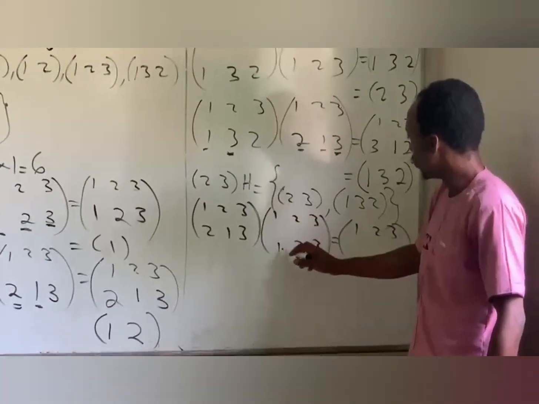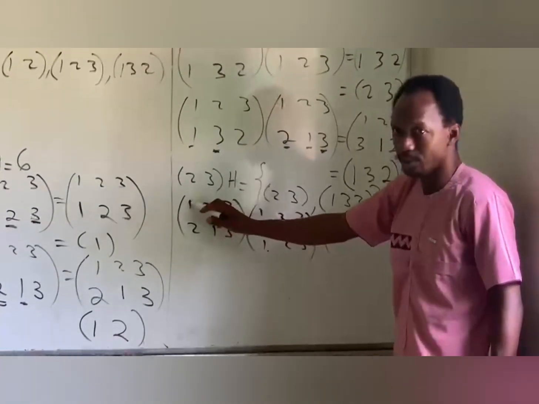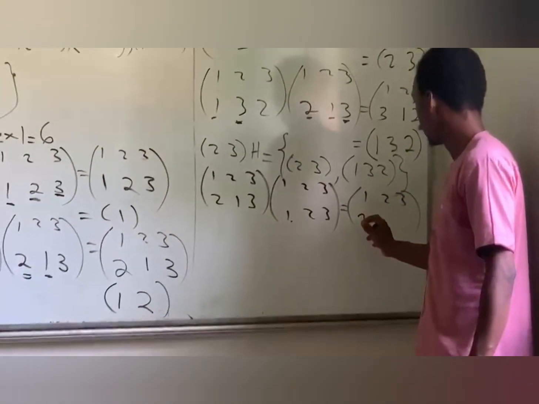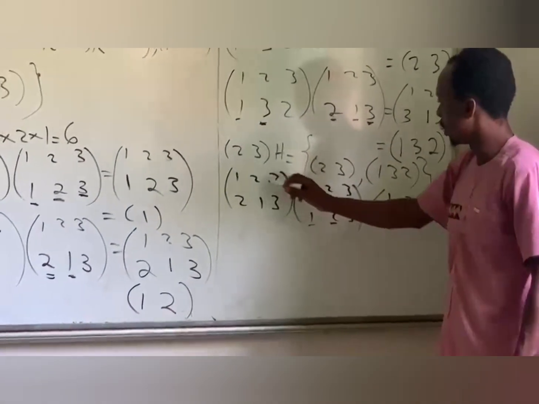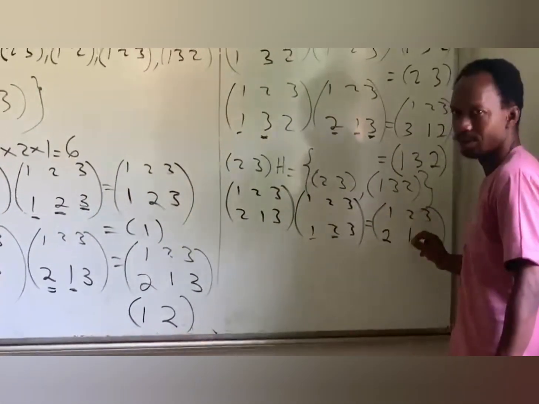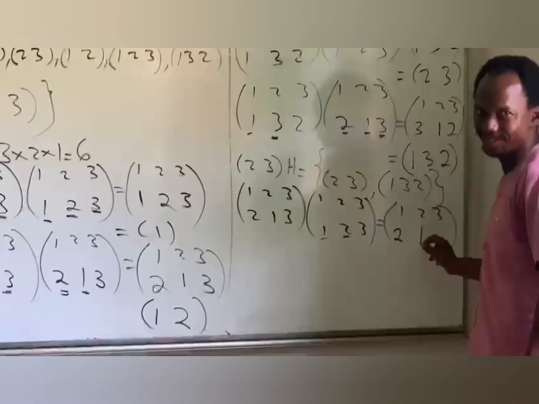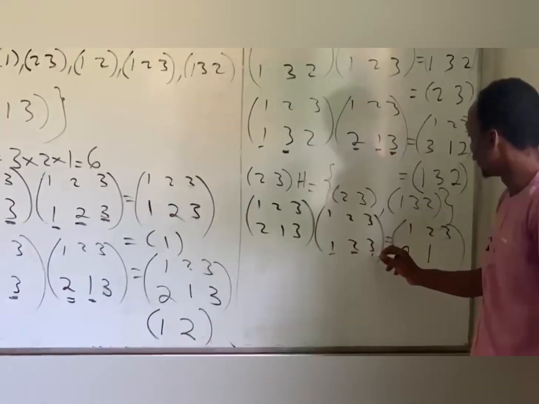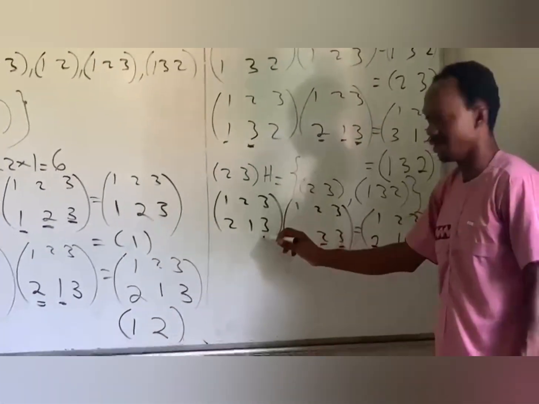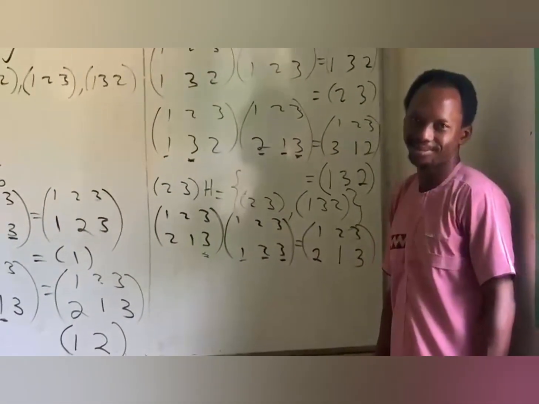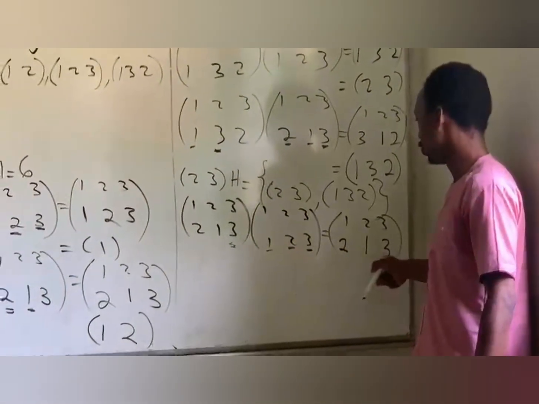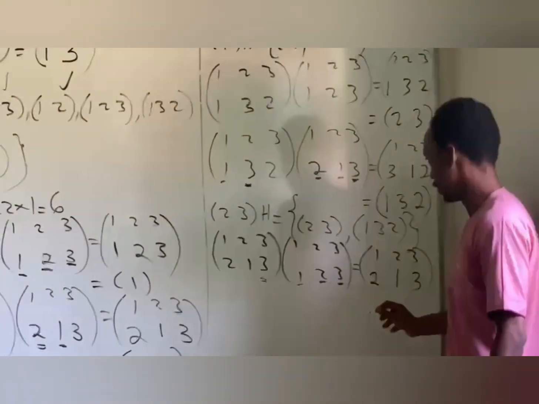So 1 goes to 1. 1 goes to 2, so here is 2. 3 goes to 2, and then 2 goes to 1, so here is 1. Are you watching? 3 goes to 3, so here is 3. There will be no number that is repeated down there. It's not possible. Can you see?